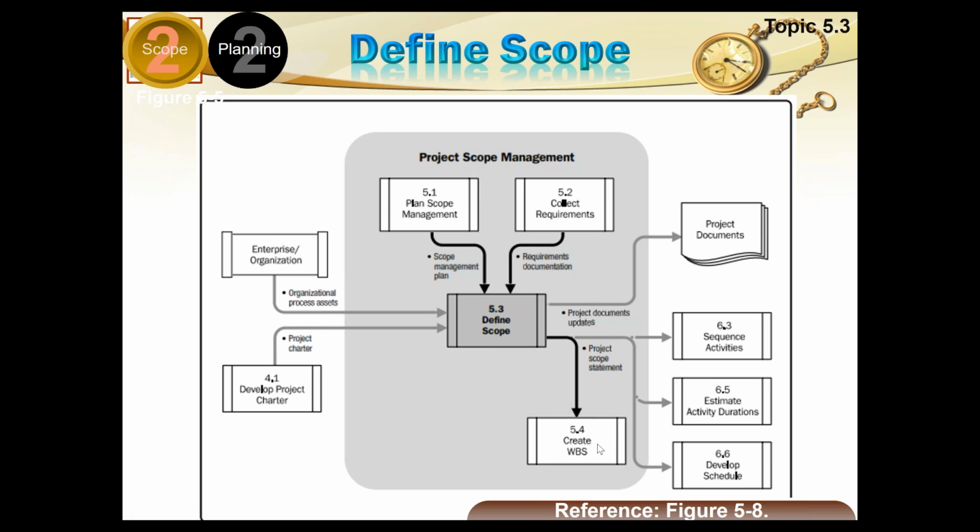distributed to 4 processes. Number 1, it goes to the create WBS process, which is a scope planning process, and the scope statement also will be required for sequencing the activities, duration estimation, and developing the schedule. All these three processes are from time management. So scope statement is very importantly required for the time management process. So whenever you are sequencing the activities or estimating their duration or developing the schedule, we have to consider the scope statement all the time. Scope statement is not required anywhere else except for these things.